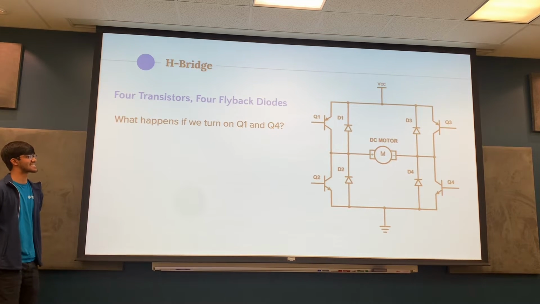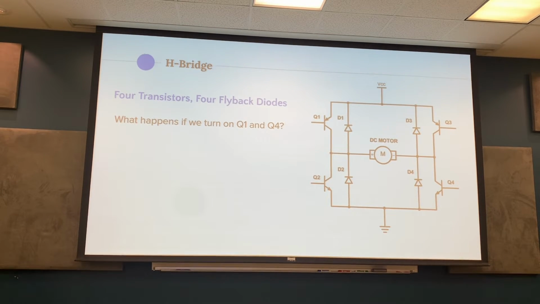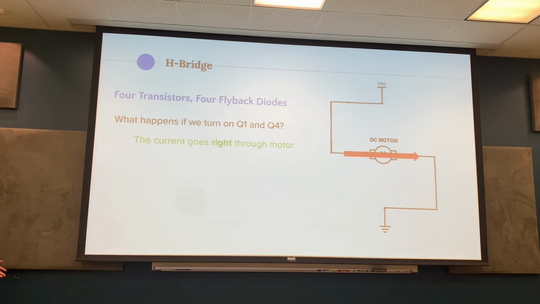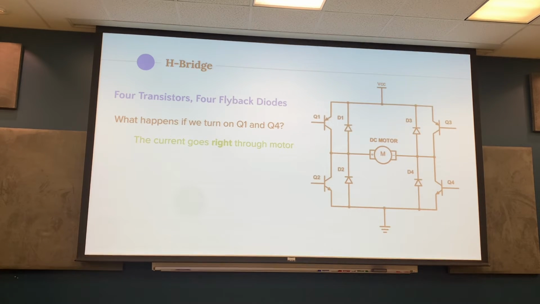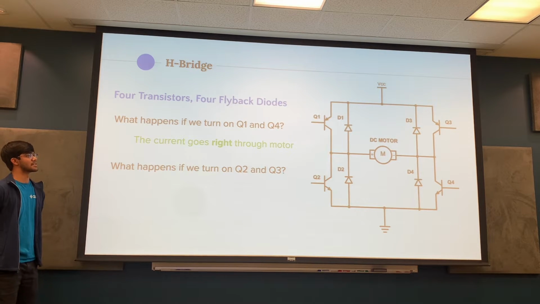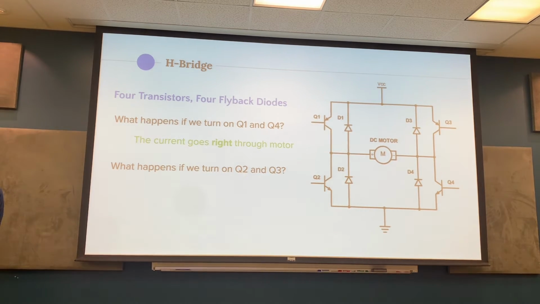The current goes right through the motor. Exactly. There we go. Yeah, so the current goes right through the motor. And then for the next part, what happens if we turn on Q2 and Q3, but leave off Q1 and Q4? Goes left through the motor. Exactly.